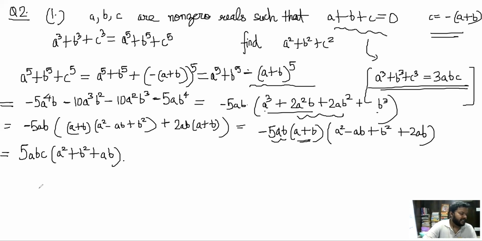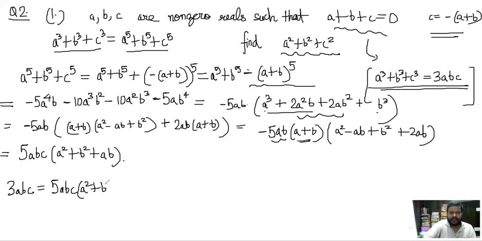So now we will see how to find a square plus b square plus c square. We have this condition because a plus b plus c is 0: a cube plus b cube plus c cube is 3abc, which is equal to this part, that is equal to 5abc times (a square plus b square plus ab). So we get 3 by 5 is equal to a square plus b square plus ab. Great. We have this relation, but we have to get something else entirely.